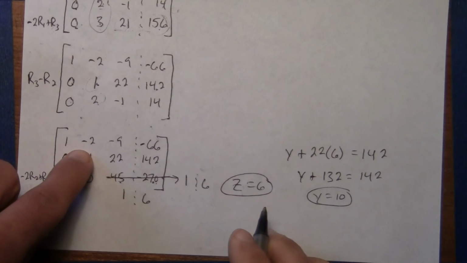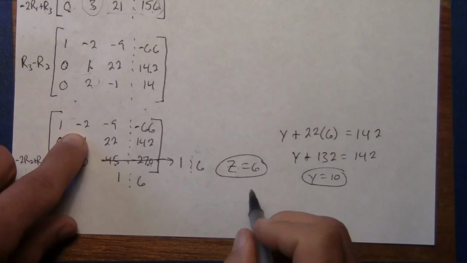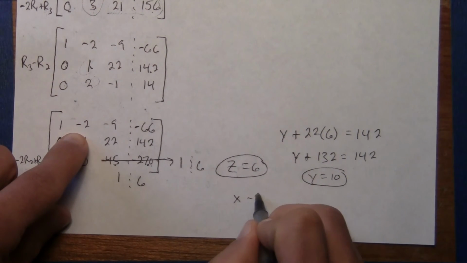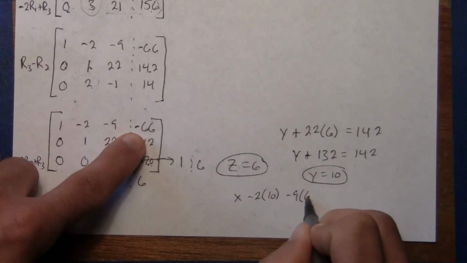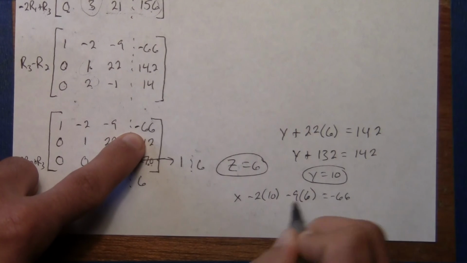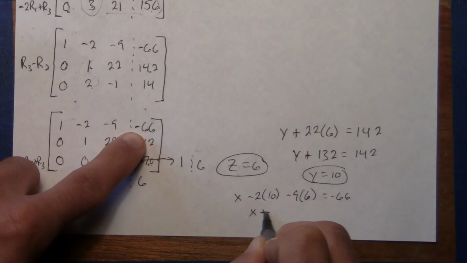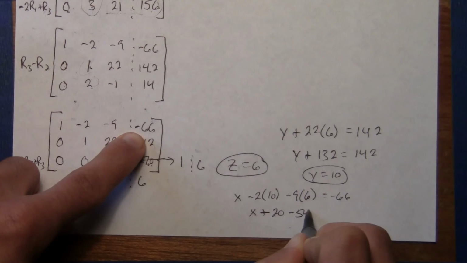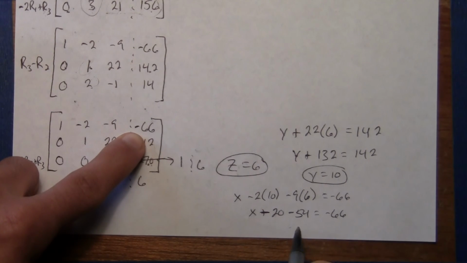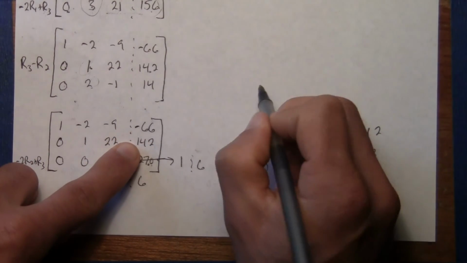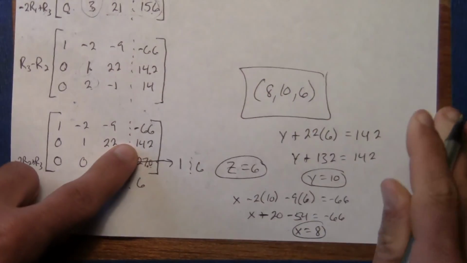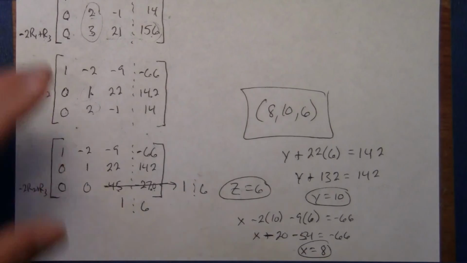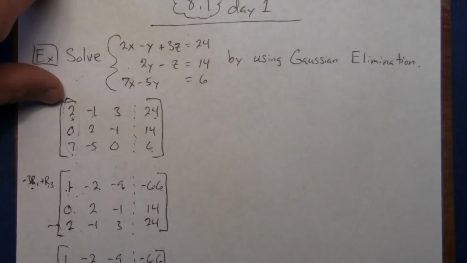And now go back to the original equation, or at least the first equation we have here. That stands for x minus 2 times y, which is 10, minus 9 times z, which is 6, equals -66. Or x, I guess that's minus 20 minus 54 is equal to -66. Looks like that's 74. If I add 74 to both sides, I end up with 8. And so my answer is 8, 10, 6. And that is the set of numbers that will solve this system of equations.